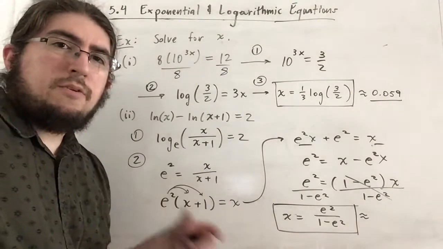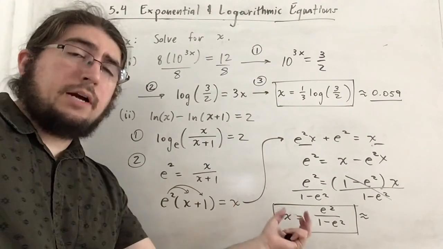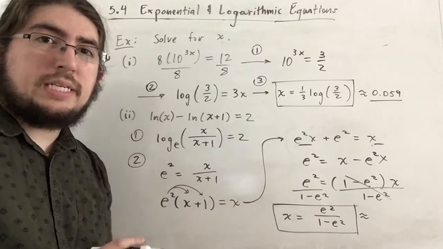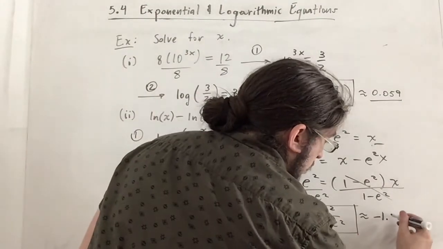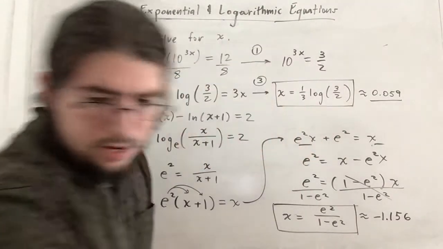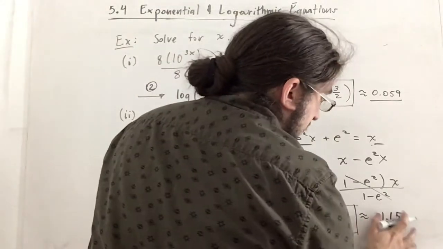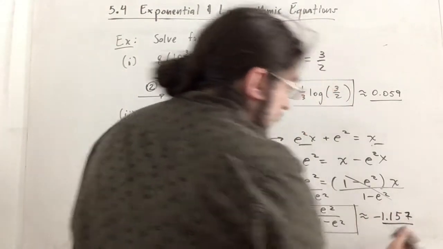So just be careful how you plug this into your calculator. Remember, the bottom has to be all in parentheses because it's one denominator. And I got negative 1.156. I'm not sure if that rounds. It does round. It rounds to 157. So that's one way of rounding this.